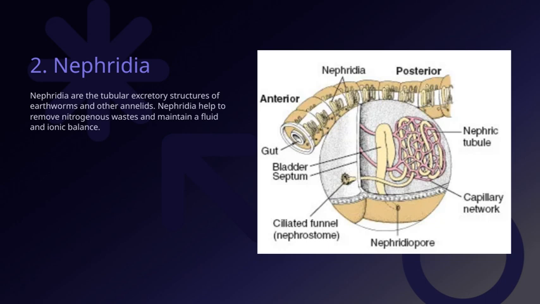But their role isn't just about waste removal. Nephridia also help maintain the fluid and ionic balance within the body, which is essential for the worm's overall homeostasis. Think of them as the body's internal cleaning and balancing system, ensuring that everything stays in harmony as the earthworm moves through its environment. This function is a great example of how specialized structures support the survival of different organisms, fitting into the bigger picture of how animals adapt their excretory systems to their environment.